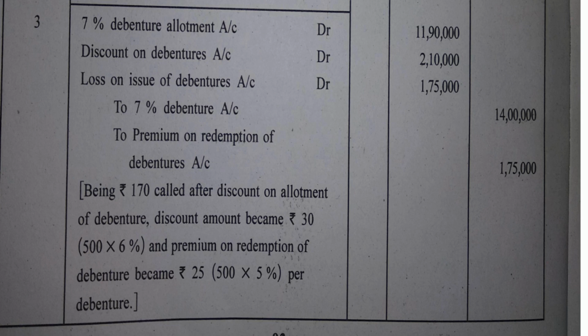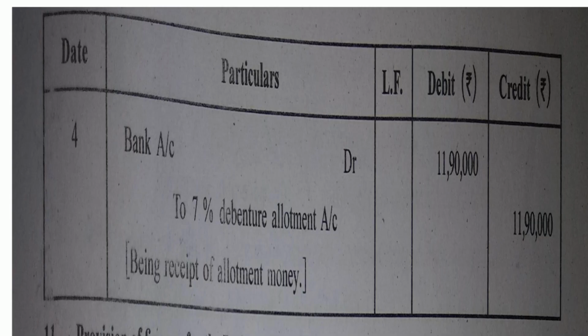I think I just mentioned the wrong calculations previously. That's why I have repeated this journal entry. Sorry for the inconvenience. Last journal entry, the amount on allotment is received, 11,90,000. And that's all. We have completed illustrations 15, 16 and 17.